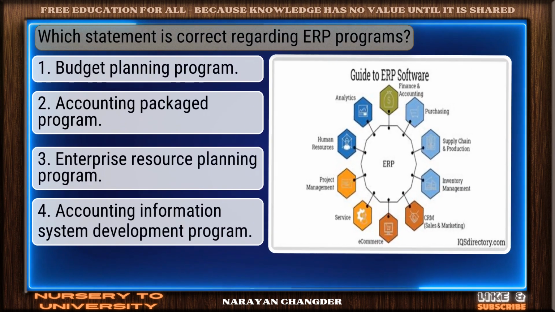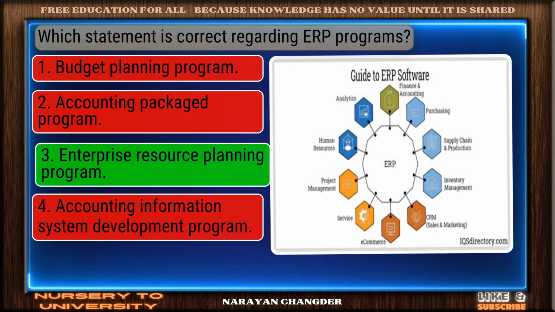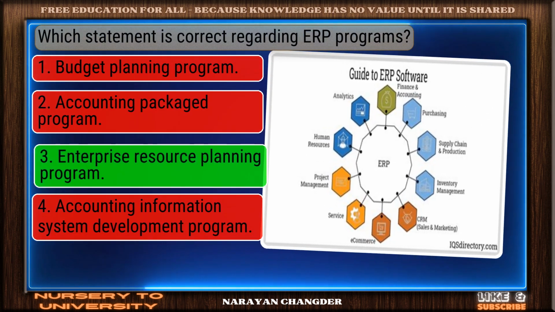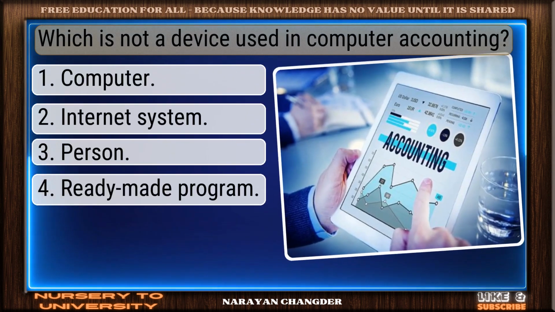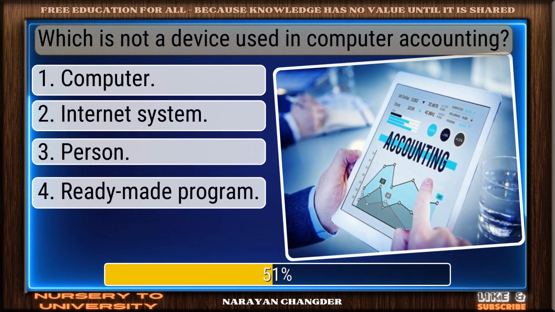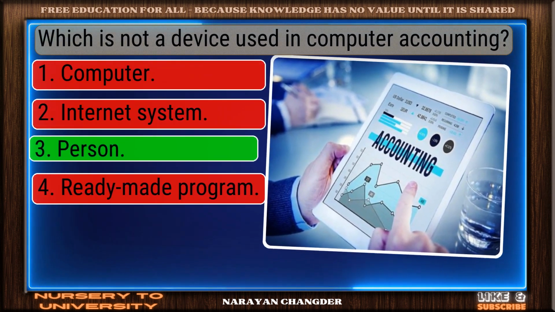Which statement is correct regarding ERP programs? Well reasoned. Enterprise Resource Planning Program is the correct choice. Which is not a device used in computer accounting? Right choice. Person is the best answer.